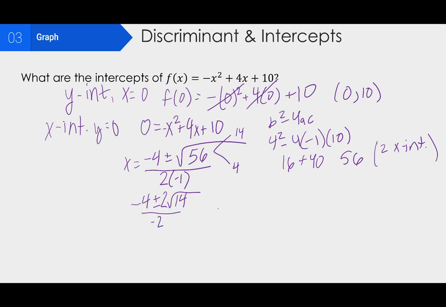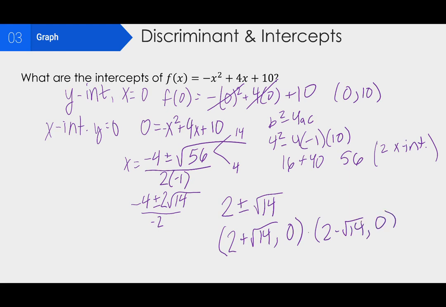So negative 4 divided by negative 2 is going to be positive 2, plus or minus 2 divided by negative 2 is either going to be positive or negative, and so 1, and so I don't need to have another negative here because my plus or minus is already there. The square root of 14. Right? So my 2 x-intercepts, because I know I'm going to have 2 from the discriminant, are 2 plus the square root of 14, and 2 minus the square root of 14 with their accompanying zeros, right?